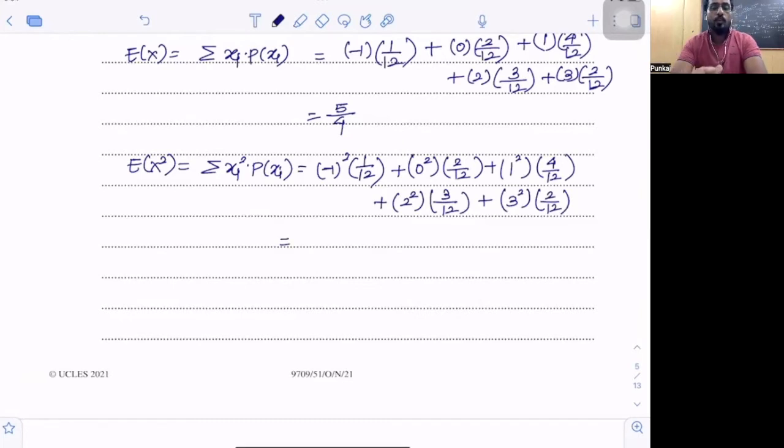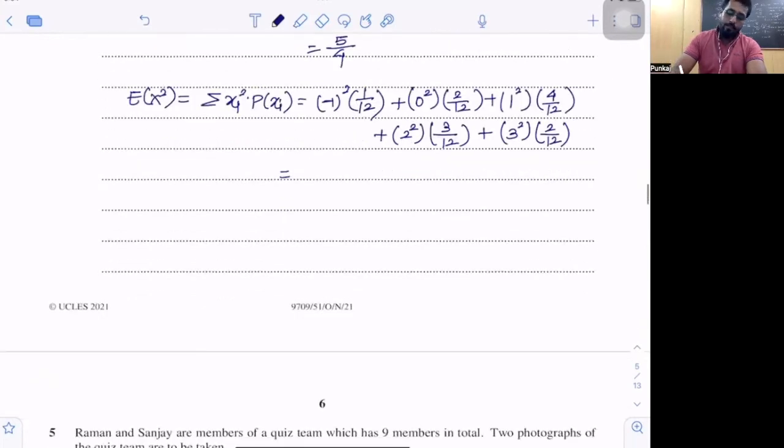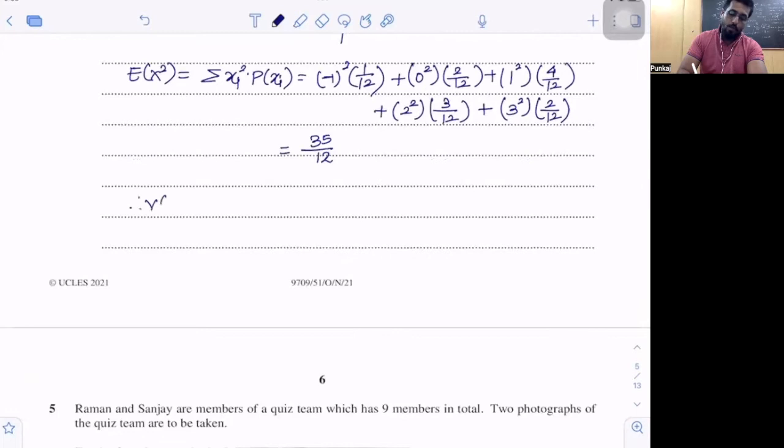So it's like minus 1 square multiplied with 1 upon 12. It's still 1 upon 12, right? Again, 0 multiplies with anything, it's going to be 0 plus 1 square is like 1 multiplied with 4 upon 12. So 4 divided by 12 plus 2 square is 4. 4 into 3, that's 12 upon 12, which is going to be 1. And 3 square is 9. 9 times 2, that's 18 divided by 12. So my answer comes 35 over 12. So that's E of x square. 35 over 12. So I can now get the value of V of x.